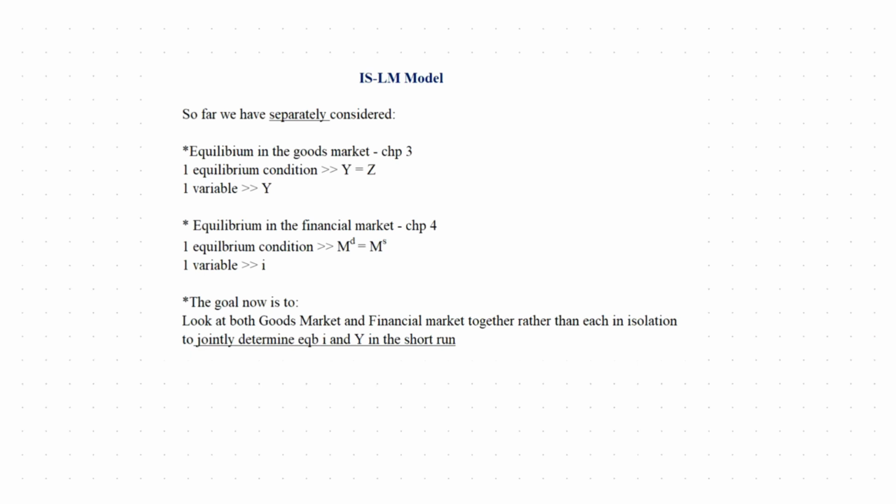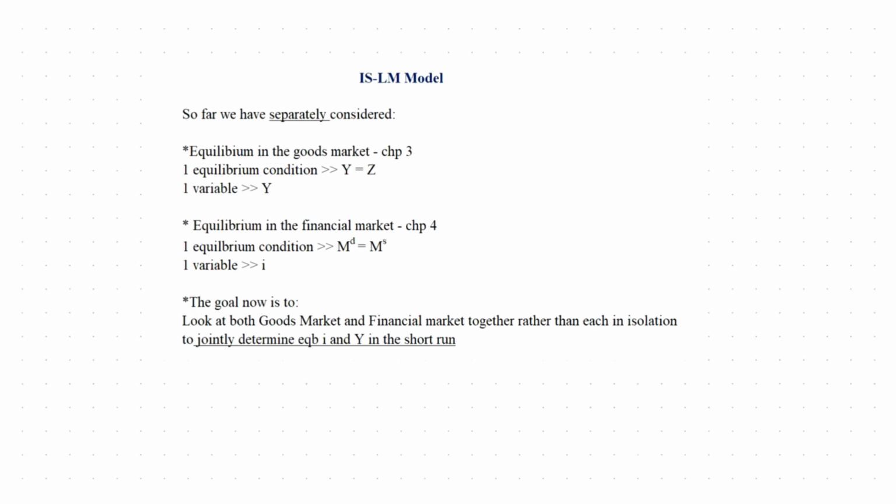The goal now in the IS-LM model is to look at both the goods market from chapter 3 and the financial market from chapter 4 together, rather than each in isolation, which is what we've done so far. So far, we looked at the goods market only in chapter 3 and the financial market only in chapter 4. We now want to look at both of them together in order to jointly determine equilibrium Y and i in the short run. So that's the goal here. The goal in the IS-LM model is to jointly determine equilibrium output and interest rate in the short run.